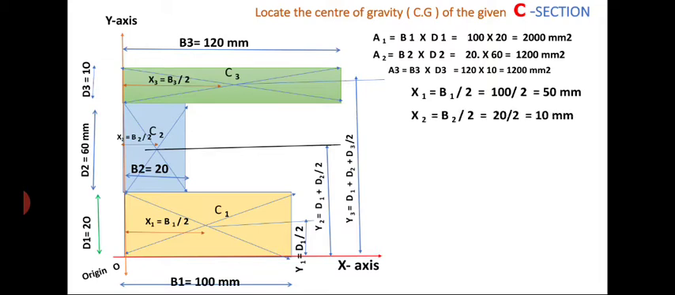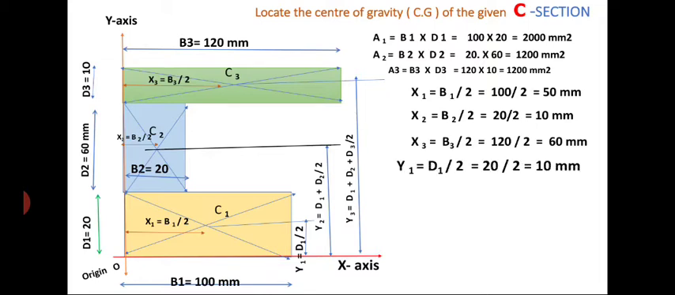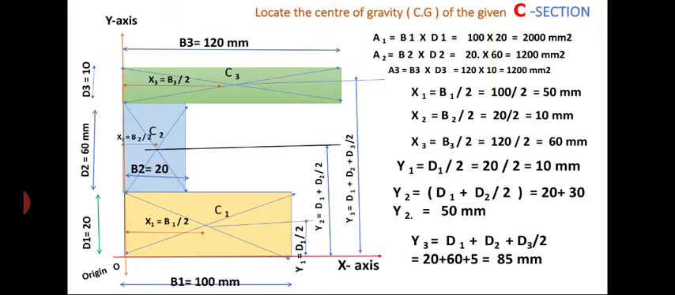So therefore, from the diagram, x1 equal to 50 mm, x2 equal to 10 mm, x3 equal to 60 mm. Now y1 equal to D1 by 2 equal to 10 mm, y2 equal to 20 plus 30 equal to 50 mm, and y3 equal to D1 plus D2 plus D3 by 2 equal to 85 mm. These are the values. Now these values are written in tabular form in the next slide.